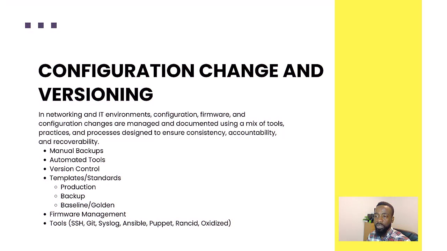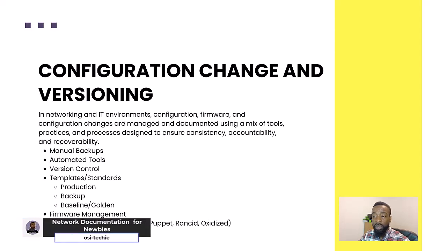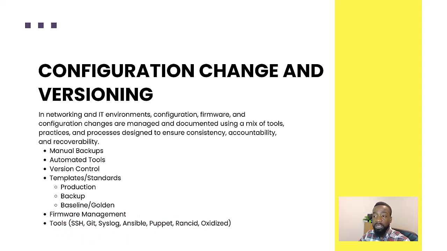Next, we'll look at configuration change and versioning, right? So in networking and IT environments, firmware and configuration changes are managed and documented using a mix of tools, practices, and processes designed to ensure consistency, accountability, and recoverability as well. So there are a number of ways that you can manage your configurations and the versions of your firmwares and things like this, right? Most of the vendors will also tell you how to manage these things, but you have to have a method in your organization that is preferred, right?